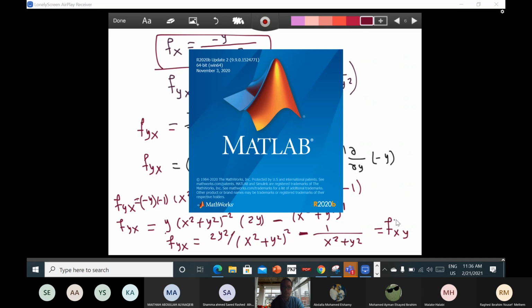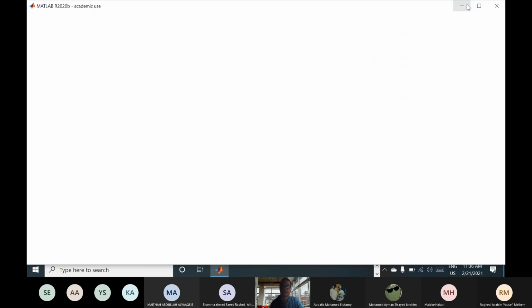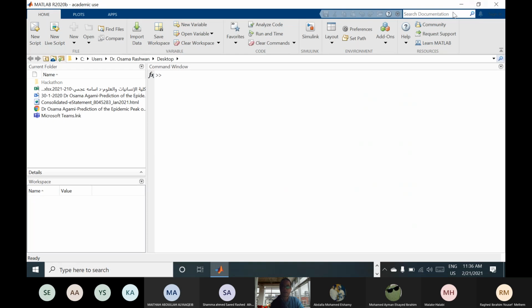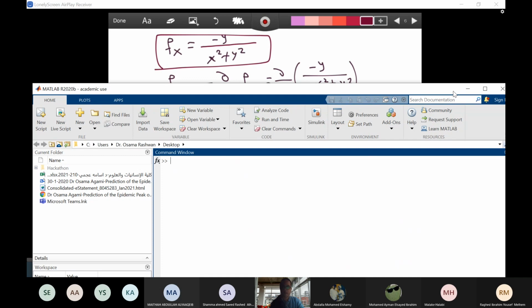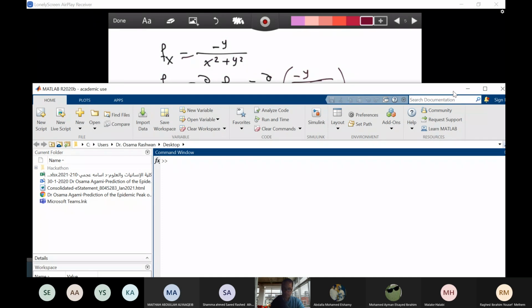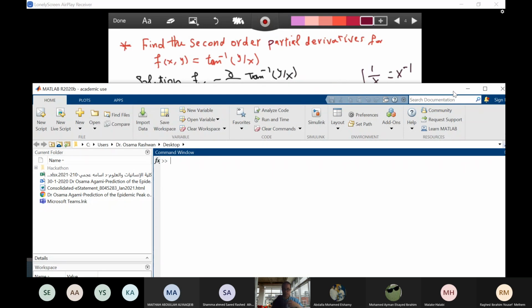How can we write the derivative here? How can we write this one down? Can you let me know? First, I have to define my variable. What's my variable? X and Y, by using the command syms, right? So syms x space y, semicolon. You can write your function y, right?